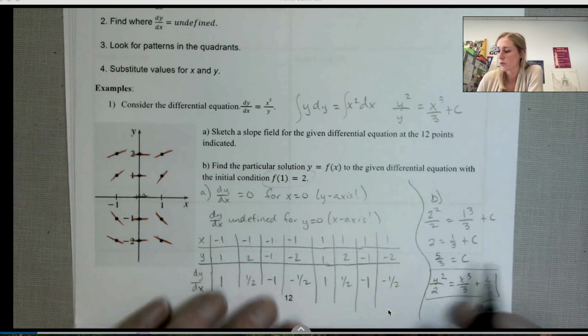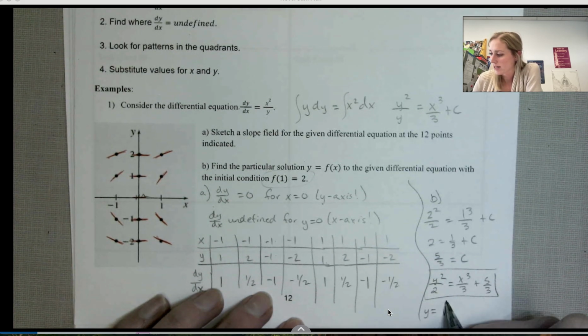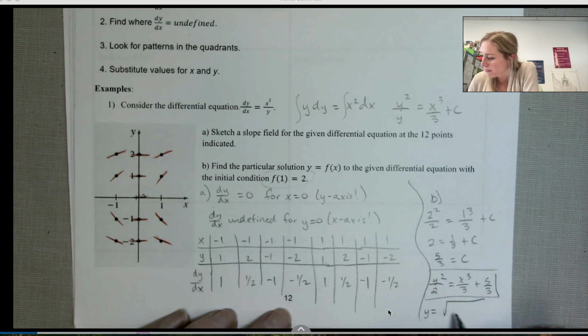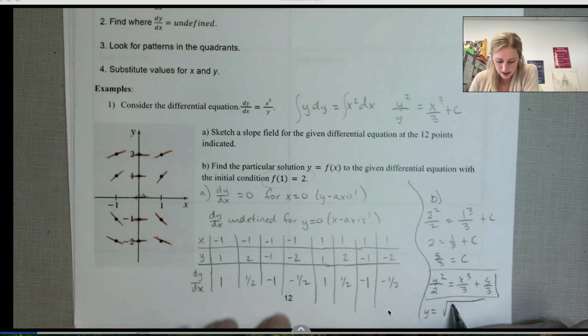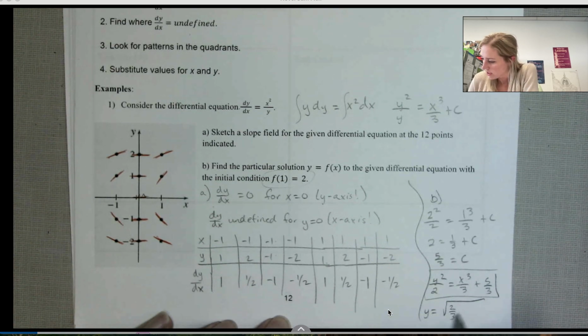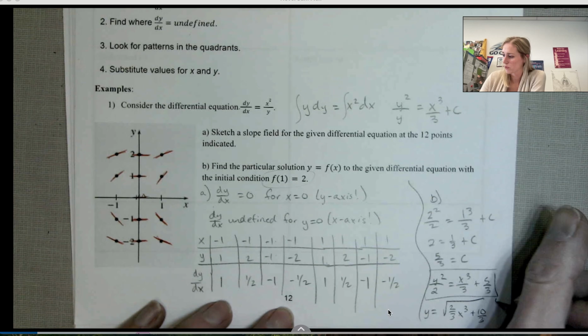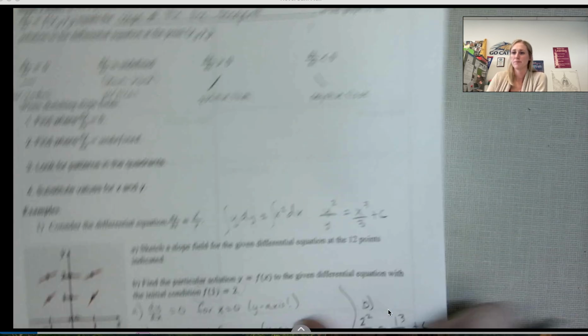We could solve this for y as well. I'm just going to write it out here. Because 1, 2 is positive, we just need the positive root. But I multiply everything by 2, then take the square root, so we would get the square root of 2/3 x cubed plus 10/3. So multiplied everything by 2, then took the square root.